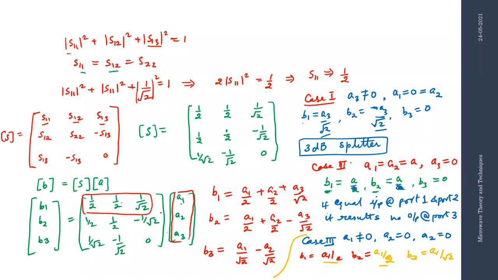Now you can take case 4, and you will get a similar thing. In case 4, you take A2 not equal to 0, A1 is 0, A3 is 0. So like this you can write case 4. From this calculation you can select the ports to apply input and observe the output at the rest of the ports. Am I clear? This is the calculation of how much power we will get at the output if we apply input at one port or two ports. The resultant you will get in each port.